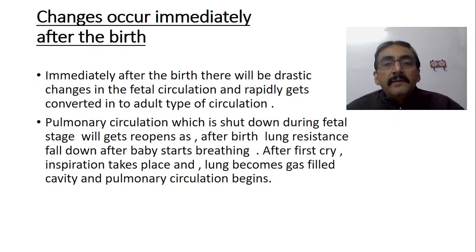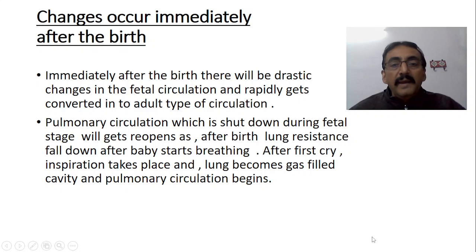Immediately after birth, there are drastic changes in the fetal circulation, and it rapidly gets converted into the adult type of circulation. Pulmonary circulation, which is shut down during the fetal stage, gets reopened after birth as lung resistance falls because the baby starts breathing. The lung is no longer a fluid-filled cavity; now it is an air-filled cavity. So resistance decreases. Once the resistance decreases, the blood from the pulmonary trunk, which was bypassing through the ductus arteriosus to the aorta, will start flowing inside the lung. There is no more resistance, so pulmonary circulation begins.